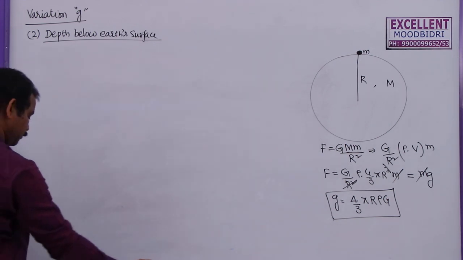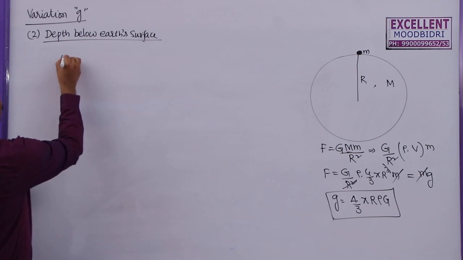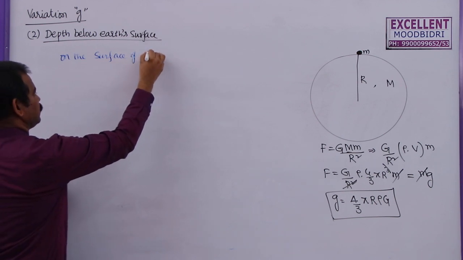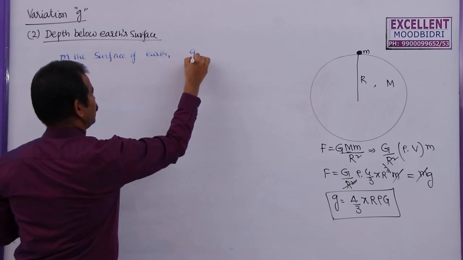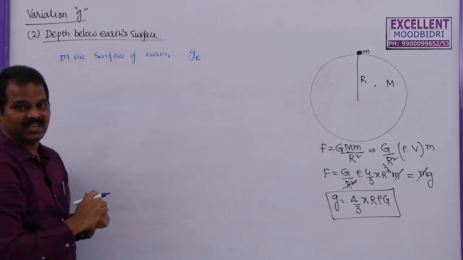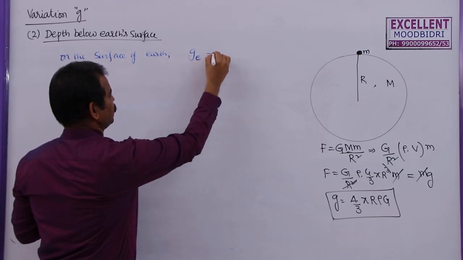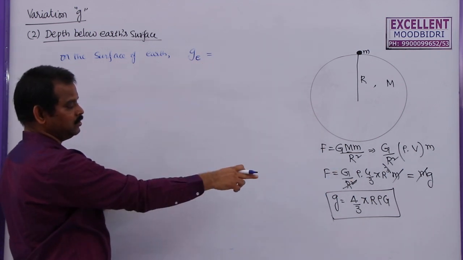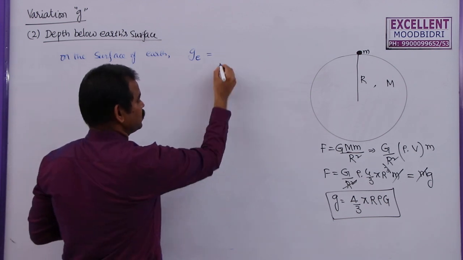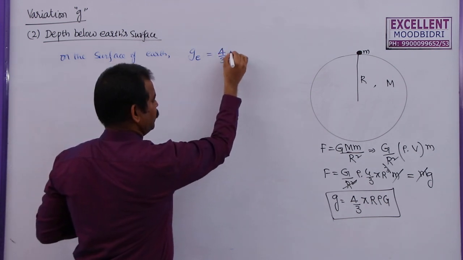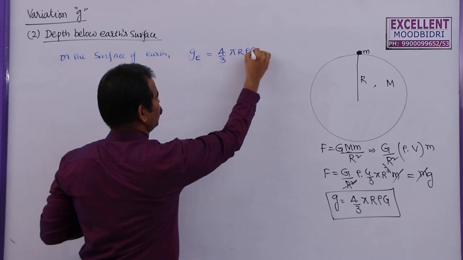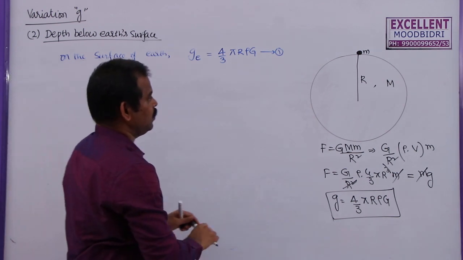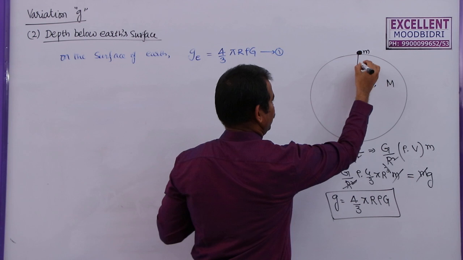Here, on the surface of earth, small g on the surface of earth, I am writing g_E, that is small g on the surface of earth, which is given by this formula. Actually this is nothing but small g, capital GM by R square. I am just changing that M into density into volume. So this will become 4 by 3 pi R rho G. This is equation 1.